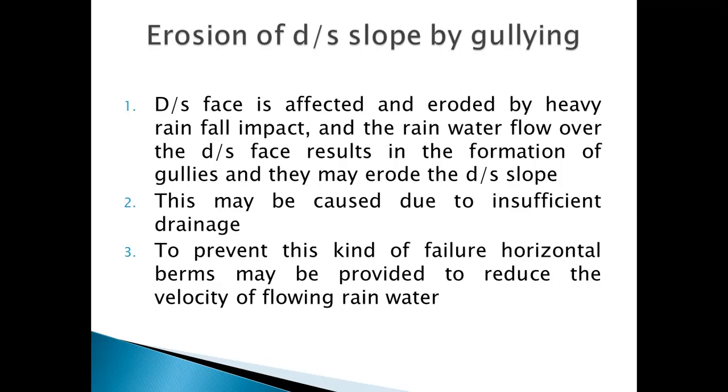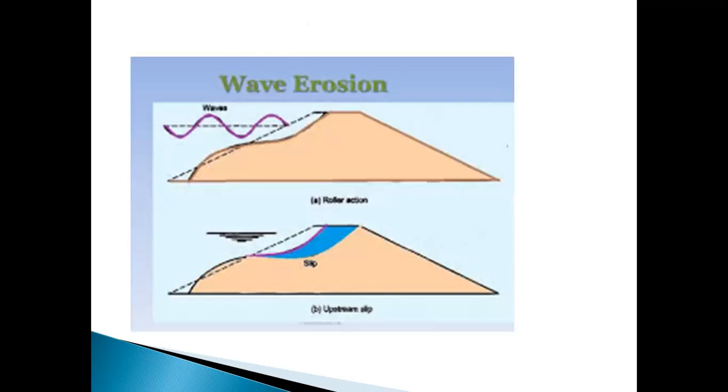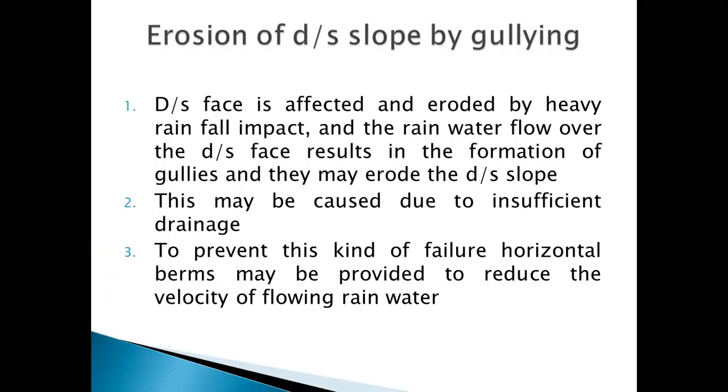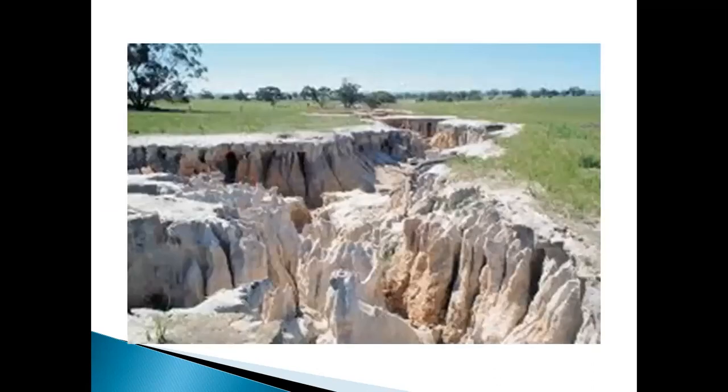This may be caused by insufficient drainage. To prevent this kind of failure, horizontal berms may be provided to reduce the velocity of flowing rainwater. Okay, so this is the gully formation. You can see how the gully is formed. So this is the gully. Water creates gullies in the dam.